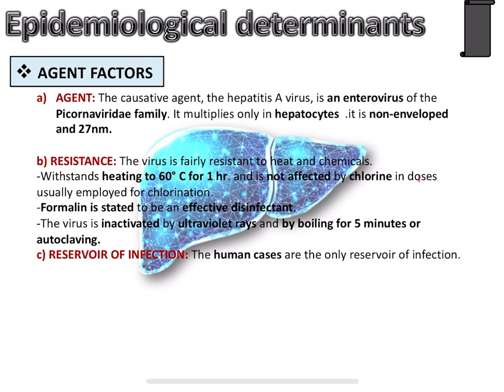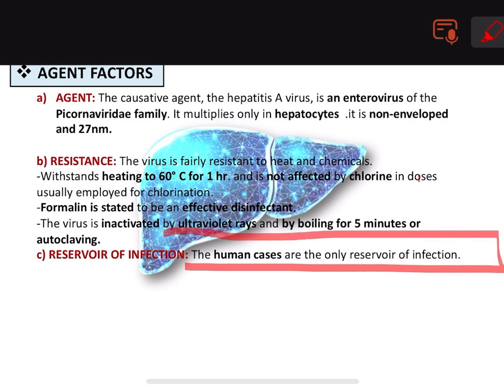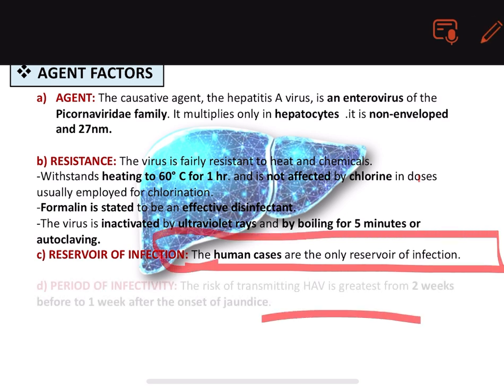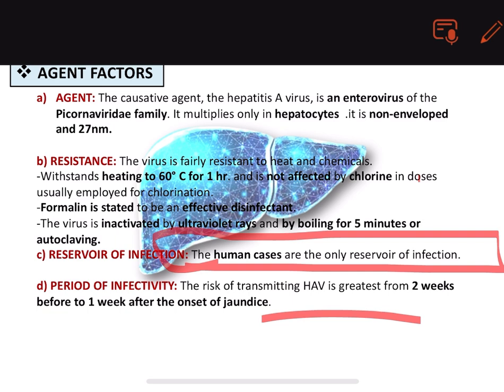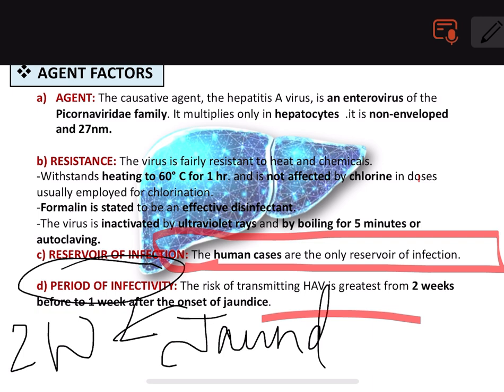Then comes the reservoir of infection. The human cases are the only reservoir of infection. Then we see the period of infectivity. The risk of transmitting HAV is greatest from 2 weeks before to 1 week after the onset of jaundice. So a patient has developed jaundice and he is infective. The period of infectivity, how long the patient is infective to others, is 2 weeks before and 1 week after the onset of jaundice.